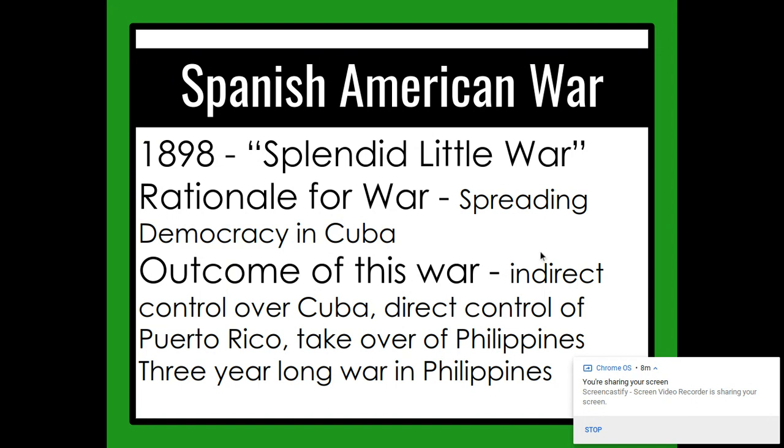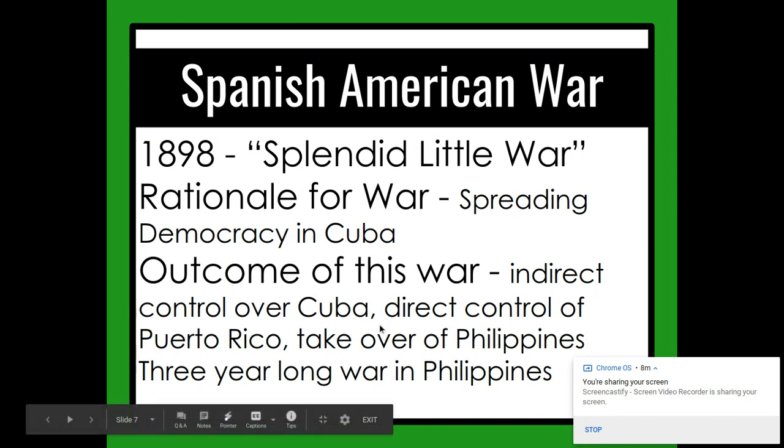Probably the best example of imperialism from this time period is the Spanish-American War. It's going to last for 3 months in the summer of 1898. Teddy Roosevelt calls it the Splendid Little War. The rationale for the war is because we want to be able to free Cuba from Spanish control and spread democracy there. The outcome of this war is definitely that we gain a lot imperialistically.